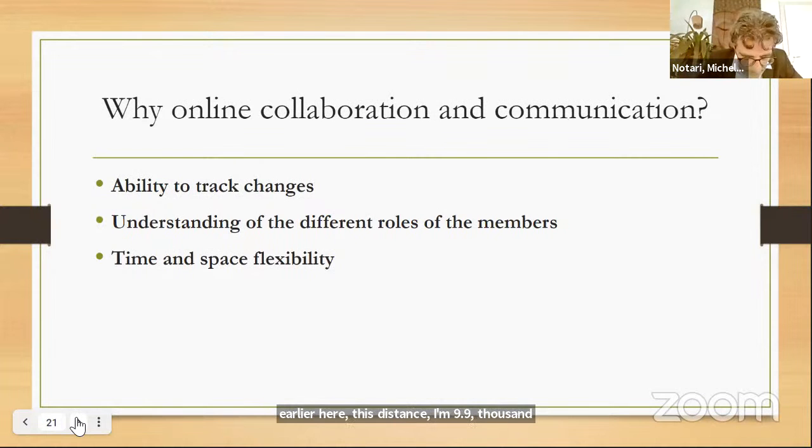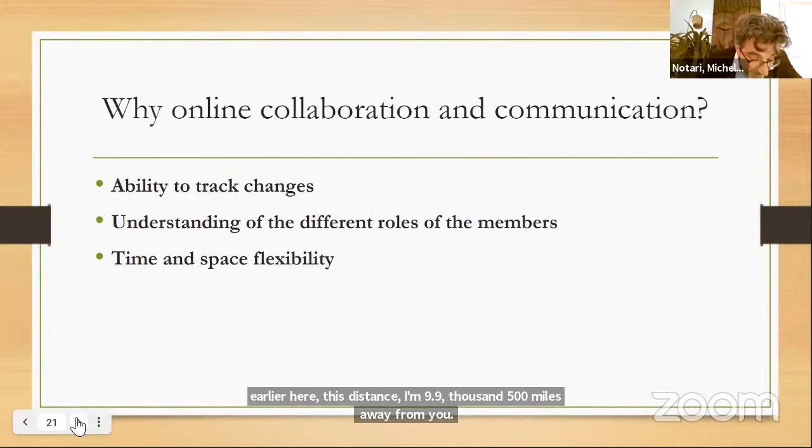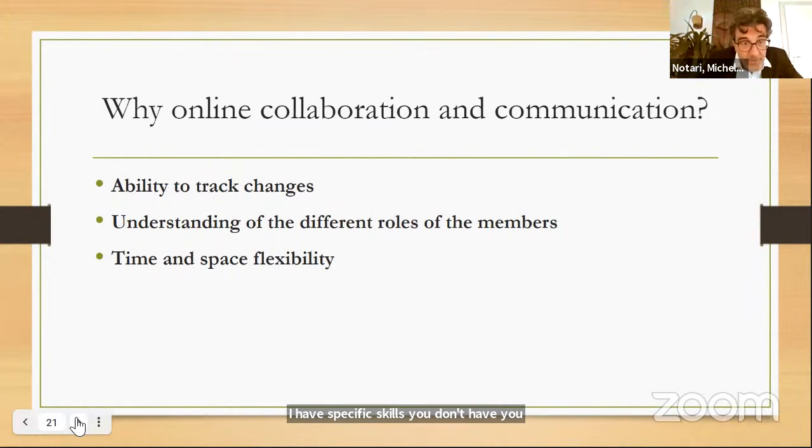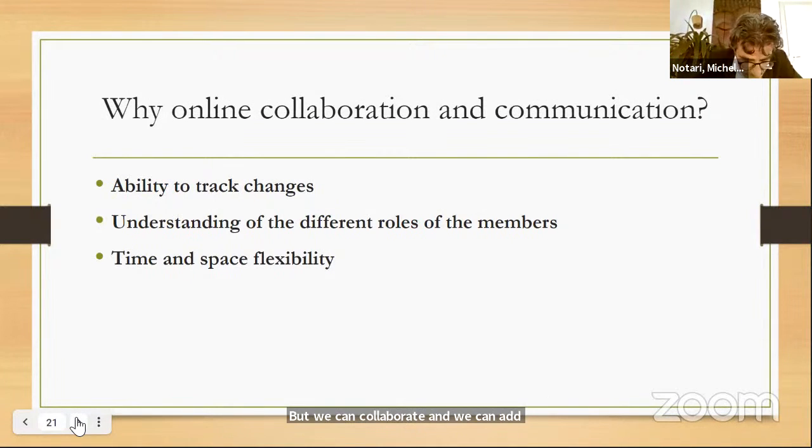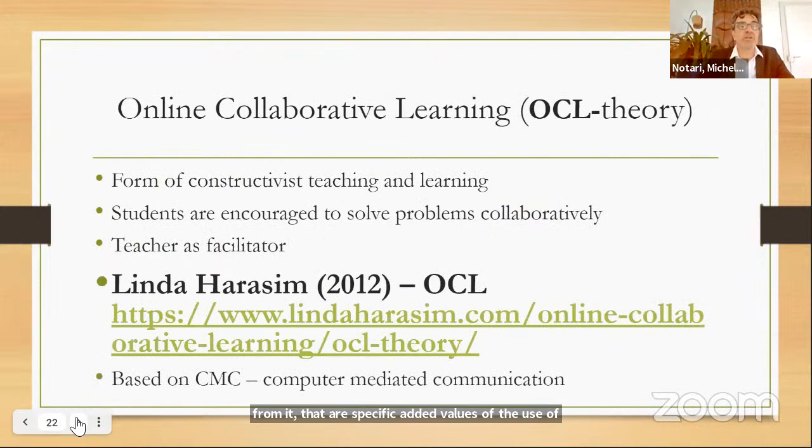I'm 9,500 miles away from you. I have specific skills you don't have. You have others I don't have. But we can collaborate and we can actually do something together. We can bridge this distance, and by doing that, I can learn from you, and you can learn from me. Those are specific added values of the use of technology for collaboration.